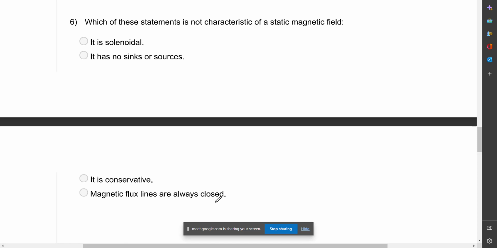But conservative field is related to electric field. I think option C. Mm-hmm. Yeah. The remaining ones, solenoidal, magnetic flux, are related to the magnetic field. Conservative field is related to electric field. So I am thinking like that. Okay. Very good. Very good. Arun Raj it is. Is it?